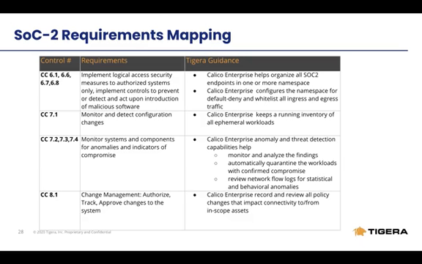So Calico Enterprise can help with organizing all SOC 2 endpoints in one or more namespaces. Or if you have multiple tenants, you can apply the tiered approach, applying certain policies that would ensure that you have that logical separation. So creating global network policies that, as you onboard a new tenant, automatically secure that tenant, secure the namespace, and ensure that it's not interacting with other namespaces. It's only interacting with whatever it needs to be interacting with, both in the ingress and egress direction. That is something that Calico Enterprise can help you with.